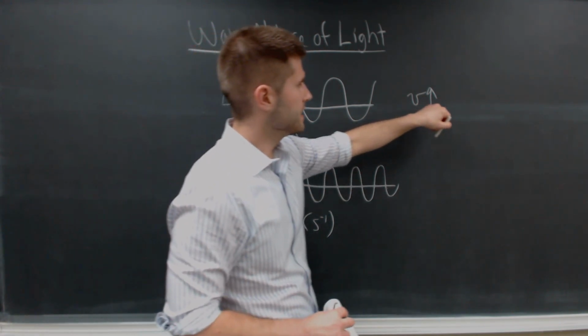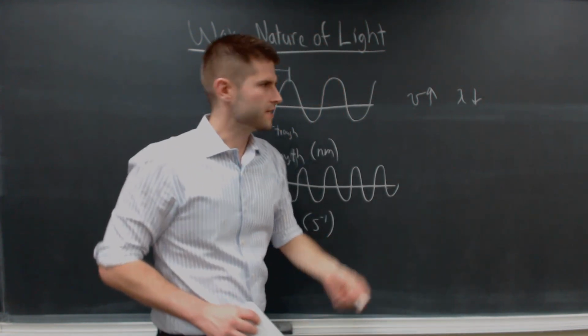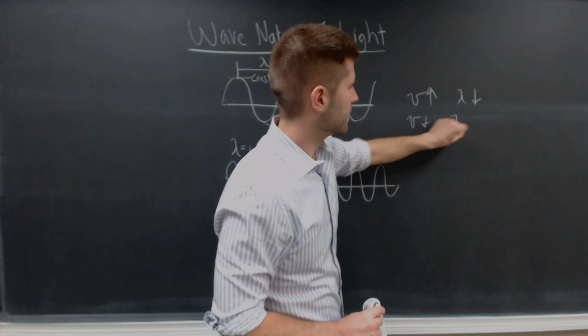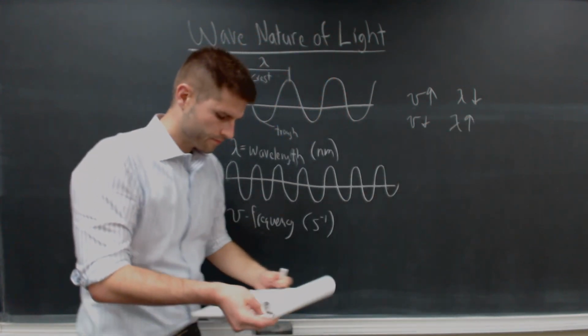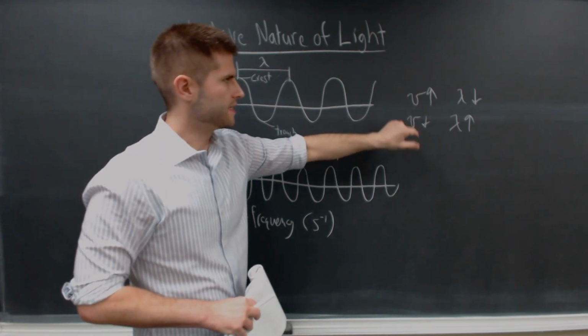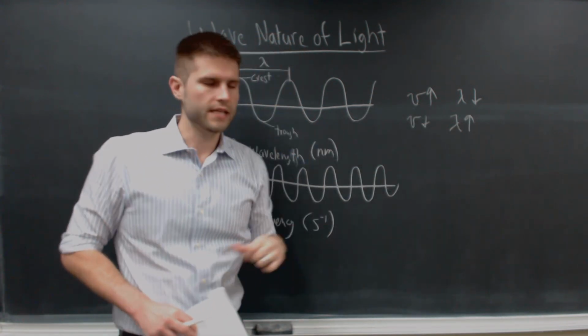So as frequency increases, wavelength decreases. And of course, the vice versa. As frequency decreases, wavelength increases. Okay. How do we actually identify this? There's this inverse proportionality between these two. One goes up, one goes down.